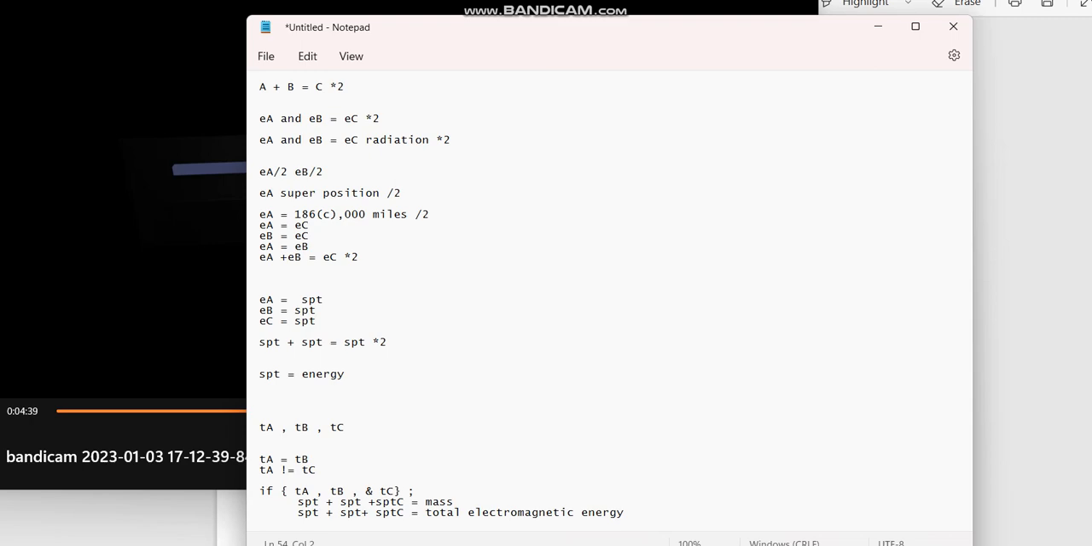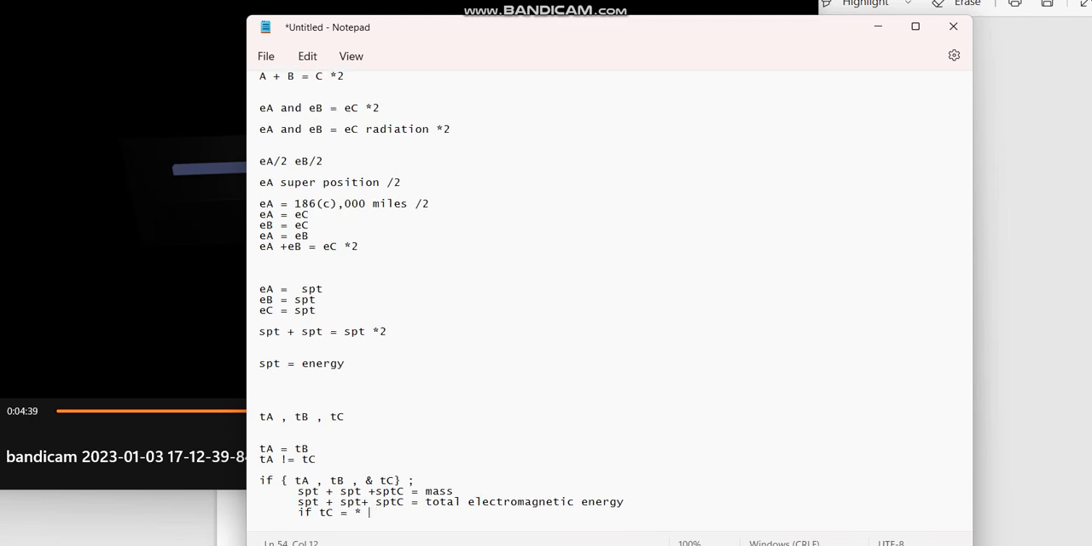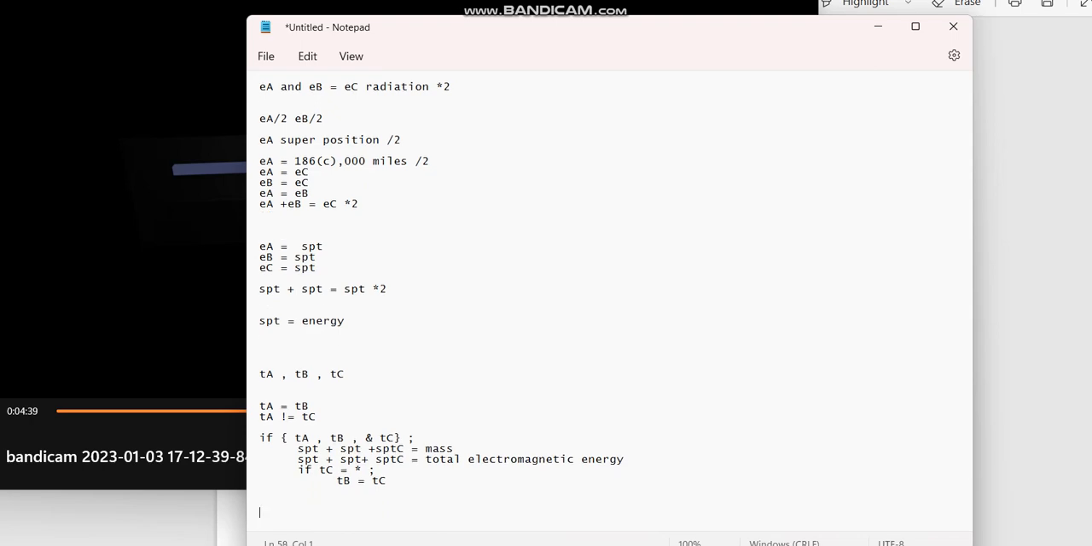And then finally, we put one more if statement. If TC, and for the record, any one of them could be destroyed, but we're talking about TC right now. If TC equals star, which is destroyed, if TC is destroyed, then TB equals TC. This is literally what's okay.